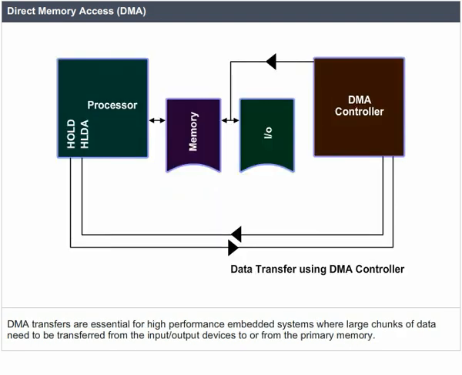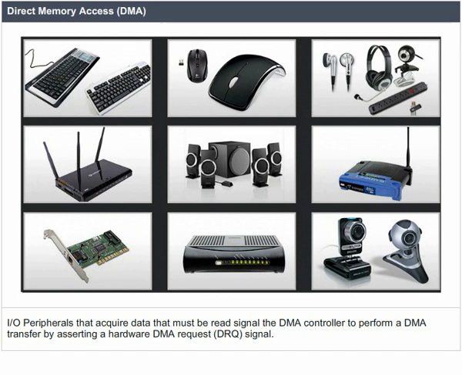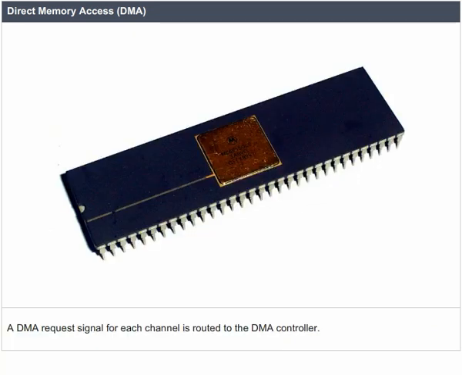DMA transfers are essential for high-performance embedded systems where large chunks of data need to be transferred from the input-output devices to or from the primary memory. Input-output peripherals that acquire data that must be read signal the DMA controller to perform a DMA transfer by asserting a hardware DMA request signal (DRQ). A DMA request signal for each channel is routed to the DMA controller.